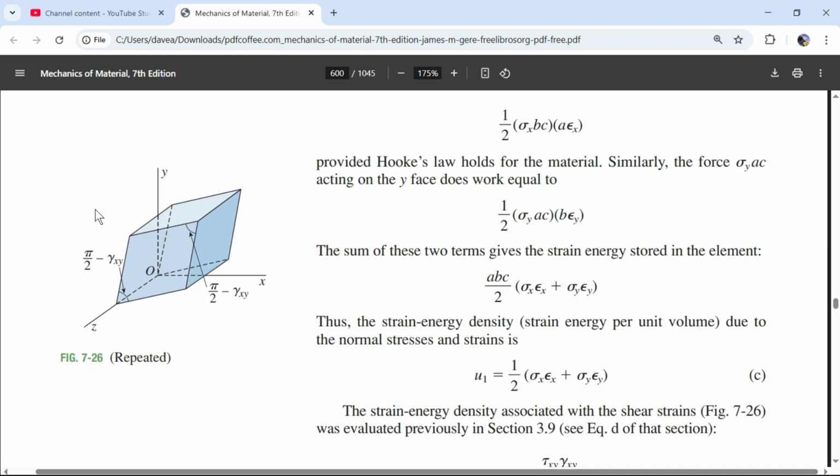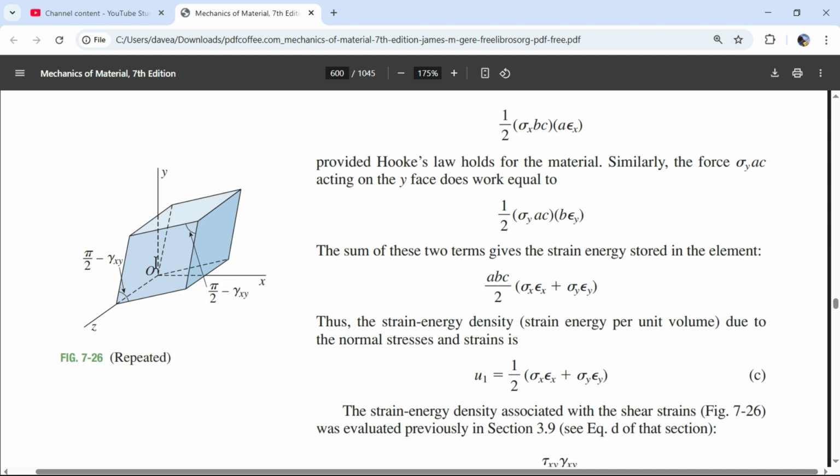Now, strain is an observation of change in length, and that quantity is going to be the change in length divided by the initial length. So if the strain is the change in length divided by the initial length, then the change in length is the strain times that initial length. So that's why we get the initial length times the strain. This is the change in length.